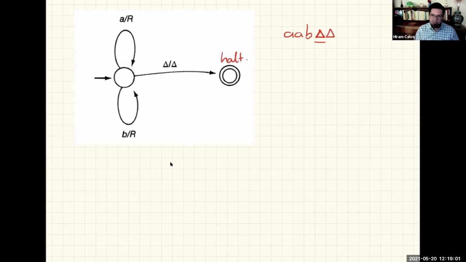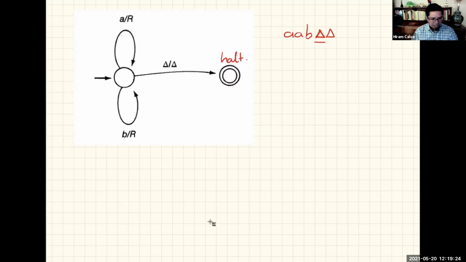We have not defined what it means to accept a language in terms of a Turing machine, because a Turing machine can do a lot more things than just accepting or rejecting a string, because now it can modify the string. Now it can modify the tape. So also there is a difference in concept in these terms.